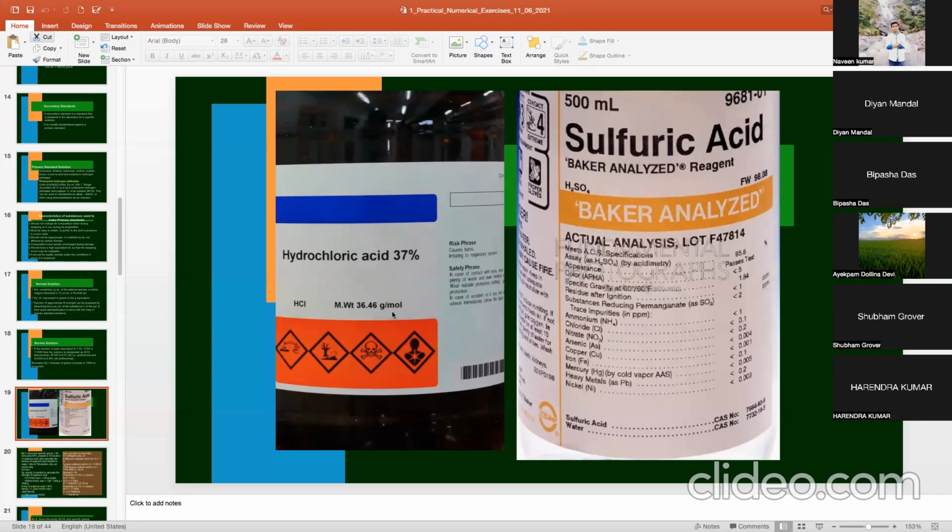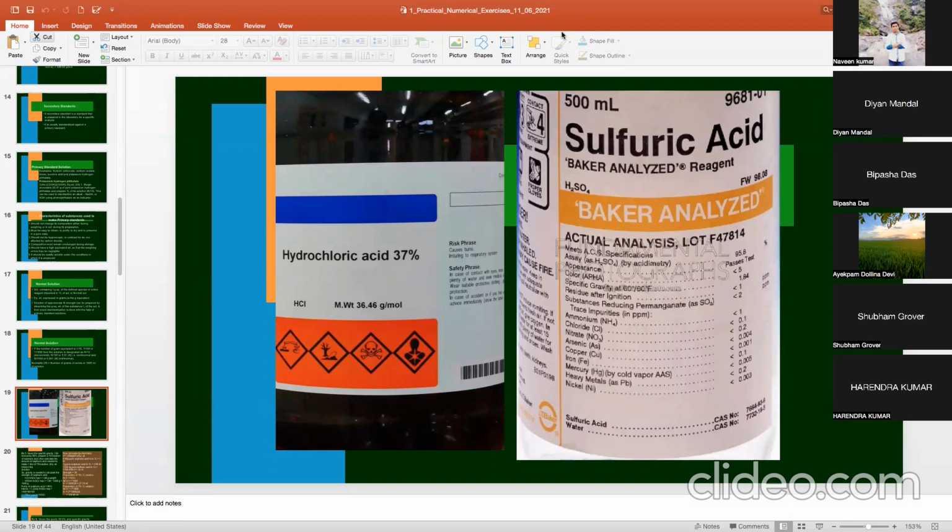0.001 normal solution. But just now I have told you that sulfuric acid is normally 36 normal. Normally the sulfuric acid bottle is 36 normal, but you need to know the exact normality. Don't trust what is written on the bottle. So from this 36 normal, you need to make 0.001 normal solution. How to do it, that we are going to learn.